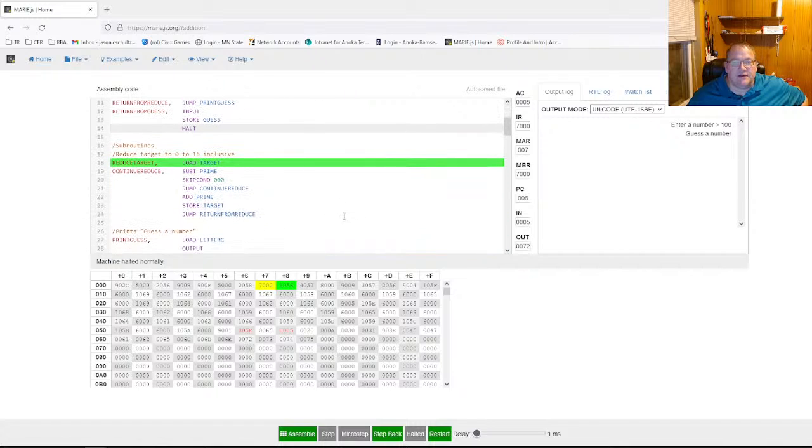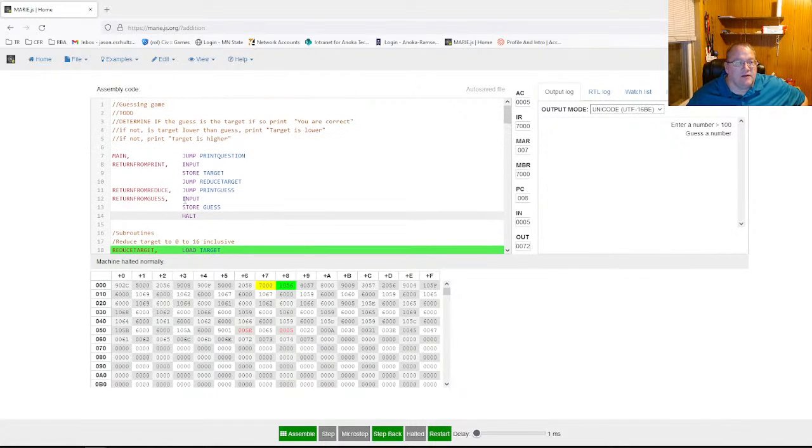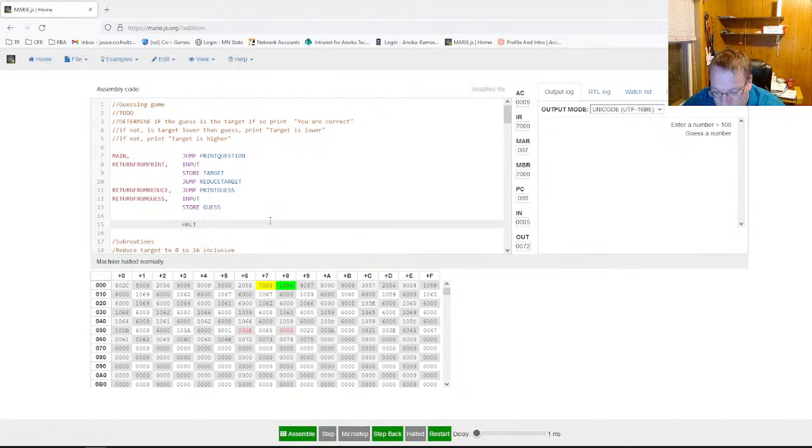Now, it halted. It didn't do anything. Okay, so we've input this. Oh, we stored the guess, then we halted. So we need to determine whether this is... so let's go to the next thing. Let's do a jump.